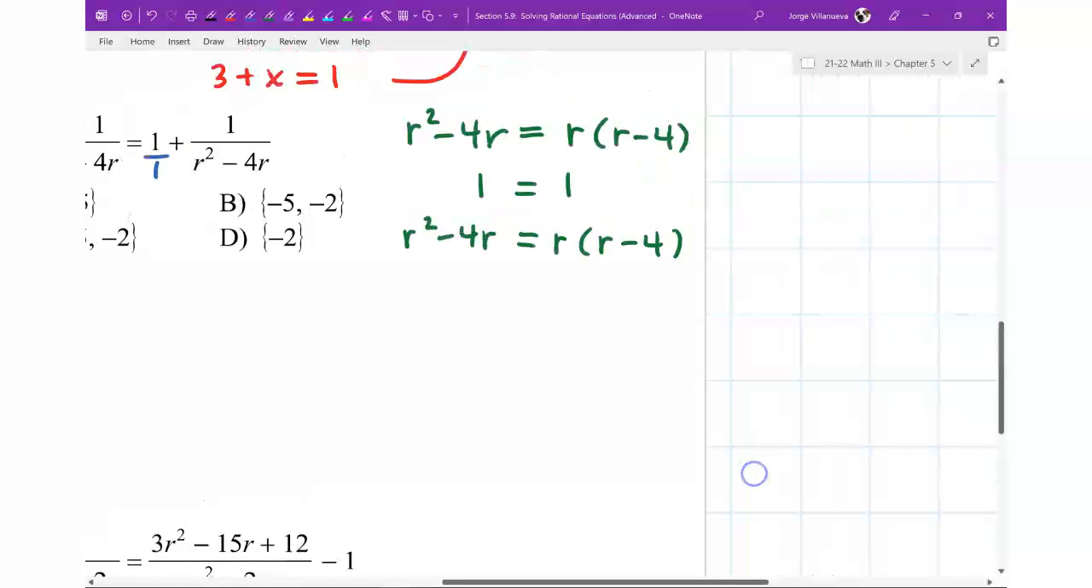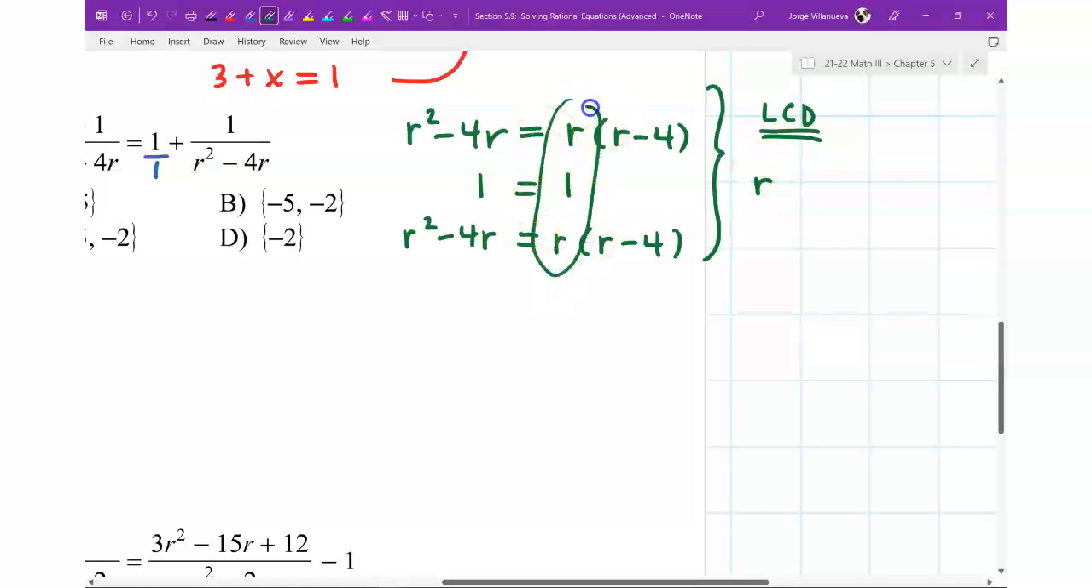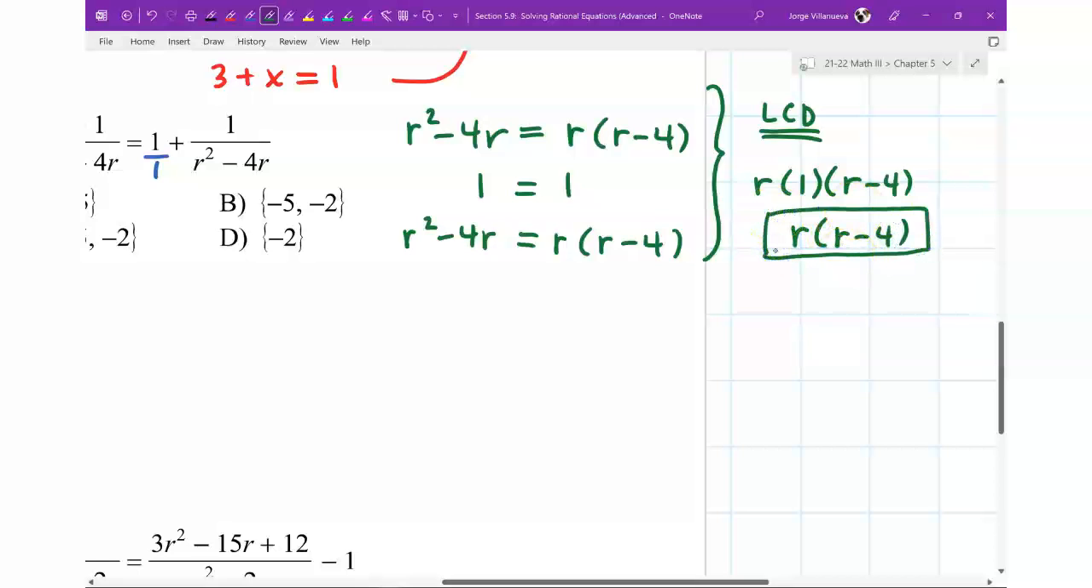So, knowing that, then what's my LCD? Or remember, write down all your factors. So I need an R. There's an R out there. What's the highest power on that R from here? Just the first, right? So it's just going to be R. I see a 1. And I see an R minus 4. And the highest power on R minus 4 is just a first. So that means my LCD is this right here. R times R minus 4. Okay, that's my LCD. So don't forget about that. Right now we're going to multiply everything by that.